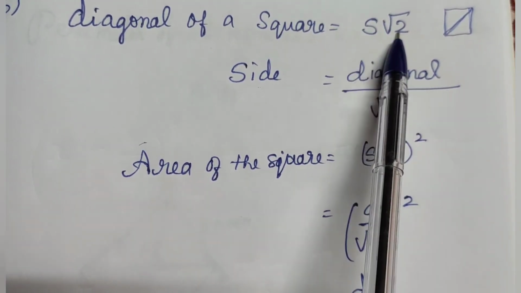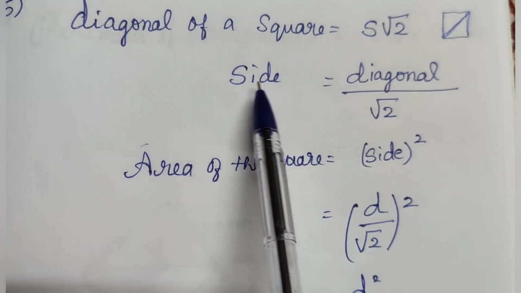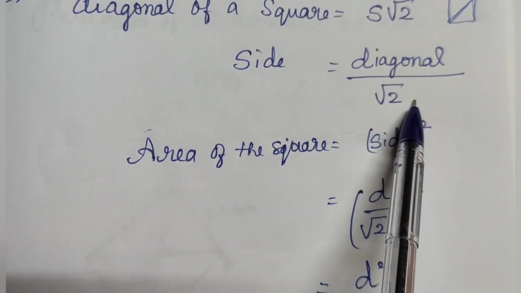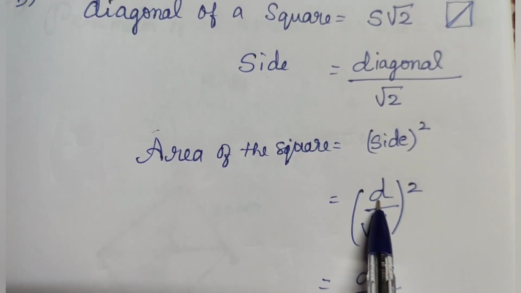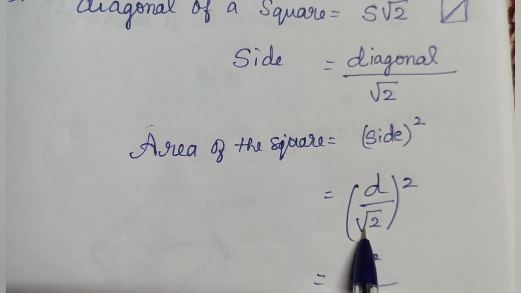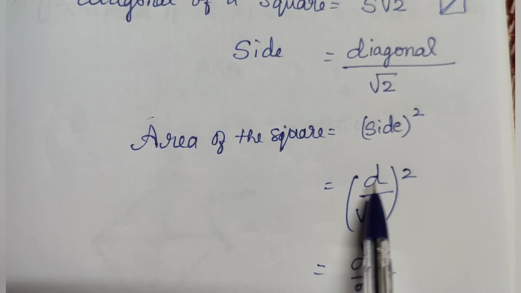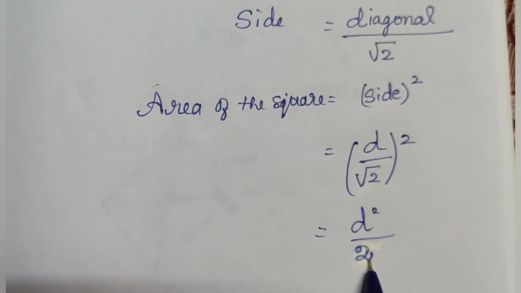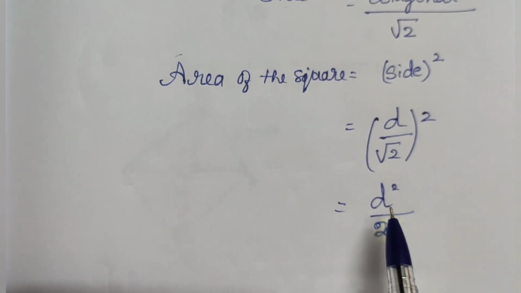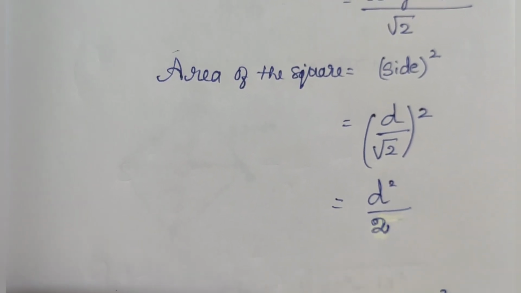We need to find side. Root 2 comes this side. It becomes division. So side is equal to diagonal divided by root 2. Area of a square equal to side square. Here we got side as diagonal by root 2, the whole square. D the whole square by root 2 into root 2, 2. So area of a square given diagonal is equal to D square by 2.